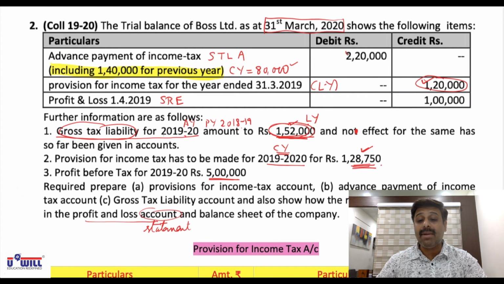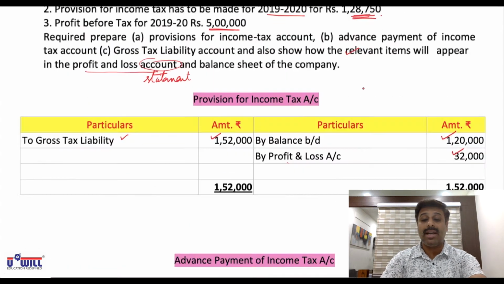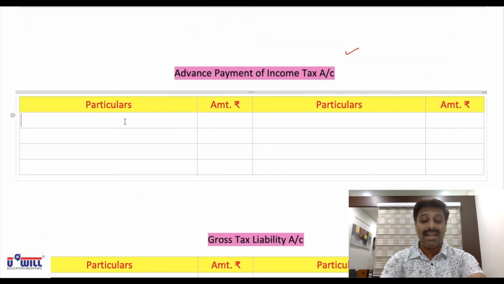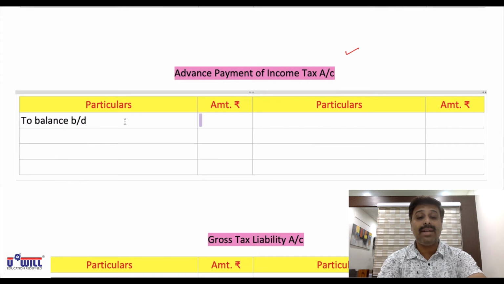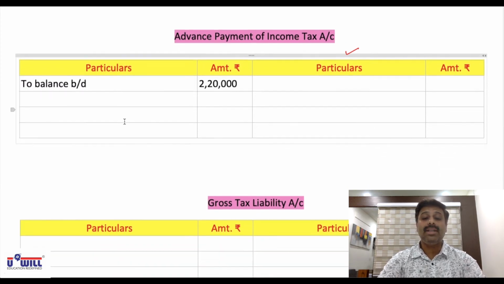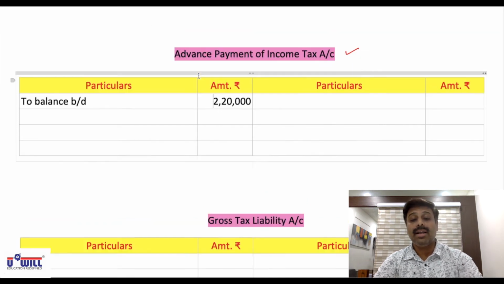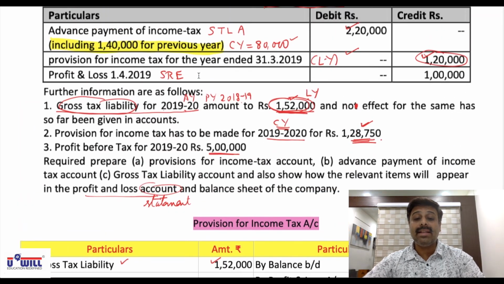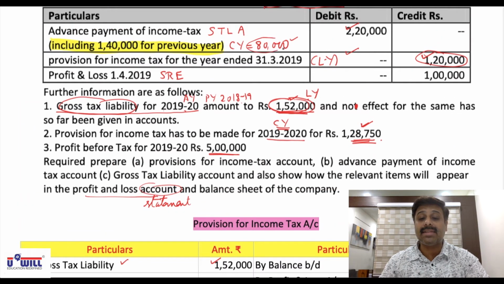Now, advance payment of income tax, everyone understand it. First of all, there is a debit balance of 2,20,000. So all of you write down on debit side, to balance brought down 2,20,000. Now, against this, 80,000 is of current year advance tax and 1,40,000 is of last year.